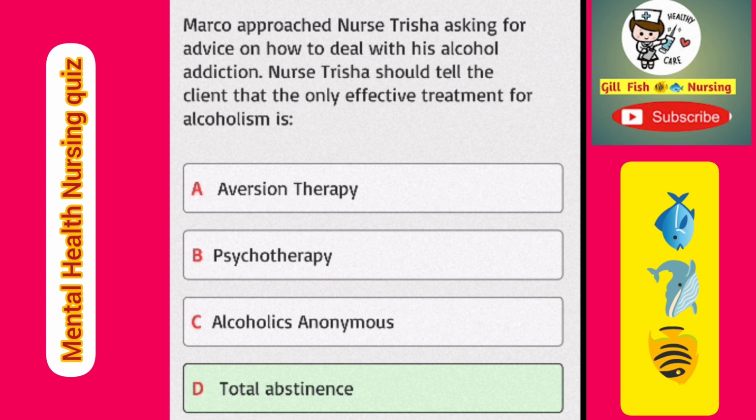If you are not doing total abstinence, that means you have to stop fully. With a chronic disease, what will happen? It will affect the whole liver. The liver is going to be fully damaged. So first we can do aversion therapy, psychotherapy, everything, but at last you should do total abstinence. That will be the correct answer for alcohol addiction. Okay, fine. Next question.